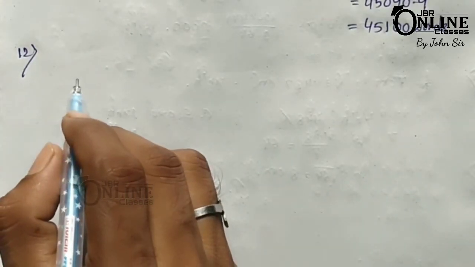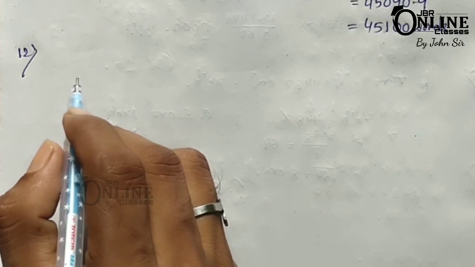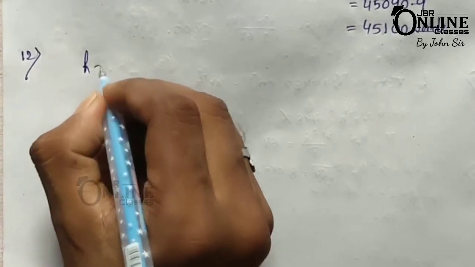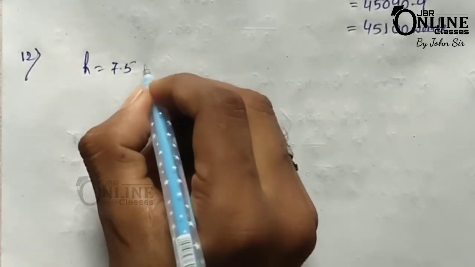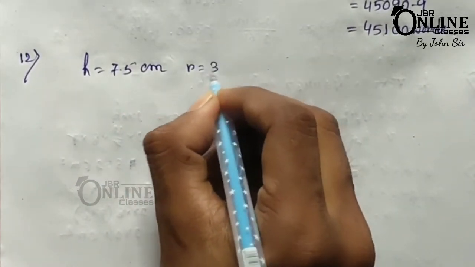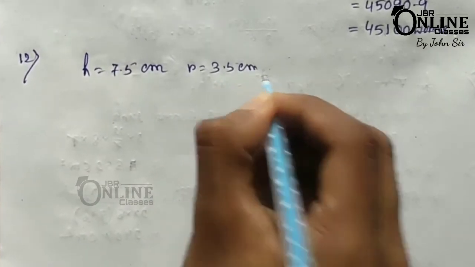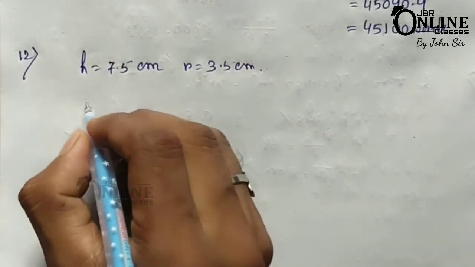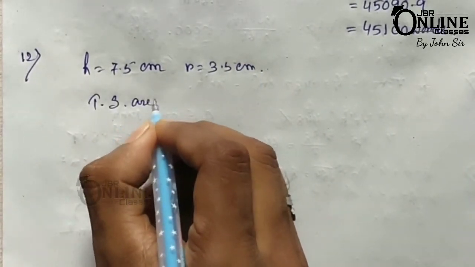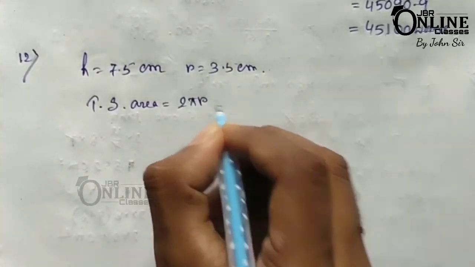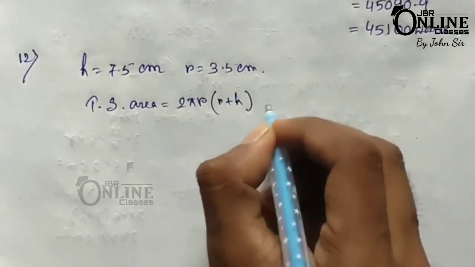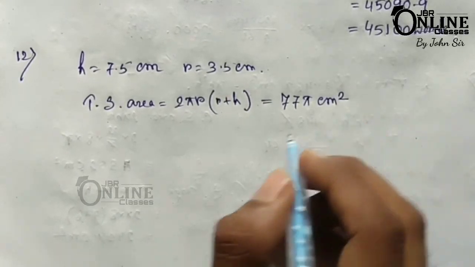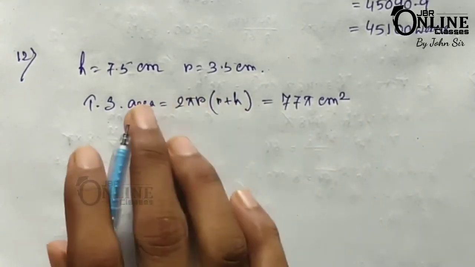Okay. Next one, sum number 12. Find the ratio between the total surface area of a cylinder to its curved surface area given the height and radius. So here height equals 7.5 centimeter and radius equals 3.5 centimeter. Now you have to find out the ratio between the curved surface and the total surface area. So first you have to find out the total surface area. Okay, so here total surface area equals 2 pi r into r plus h, and that equals, you will get 77 pi centimeter square. So 77 pi centimeter square is the total surface area.